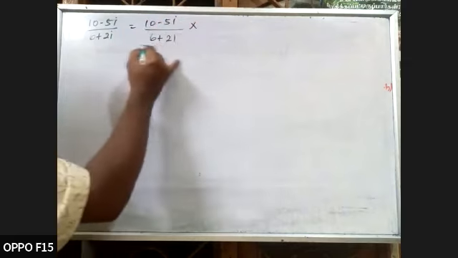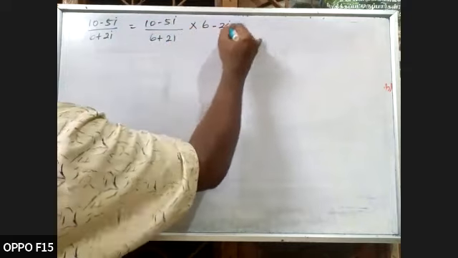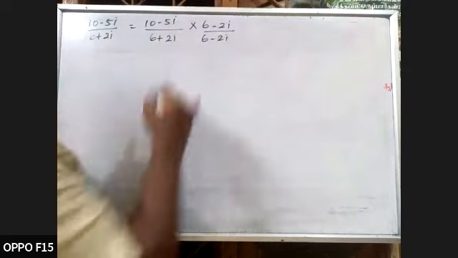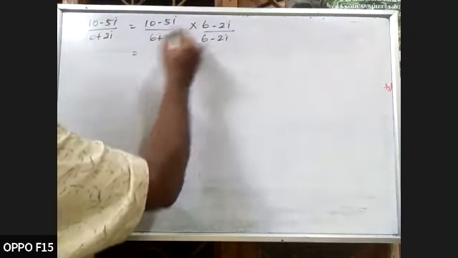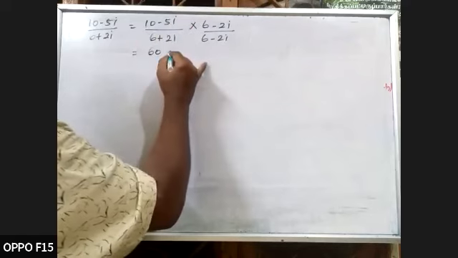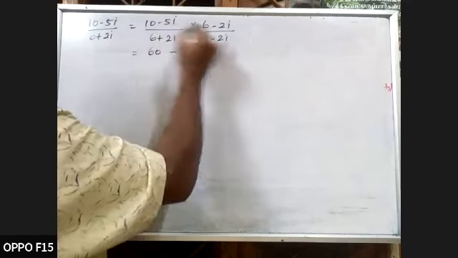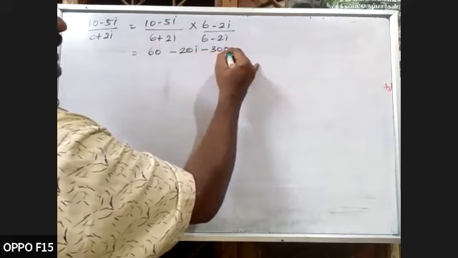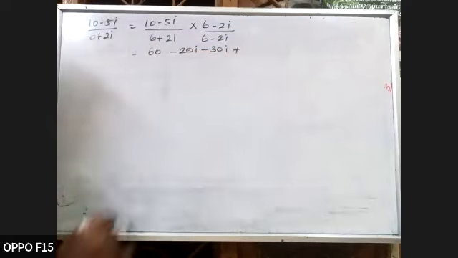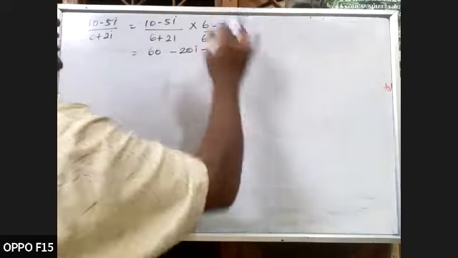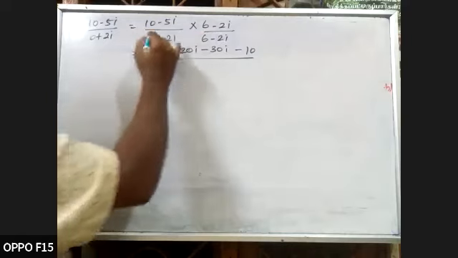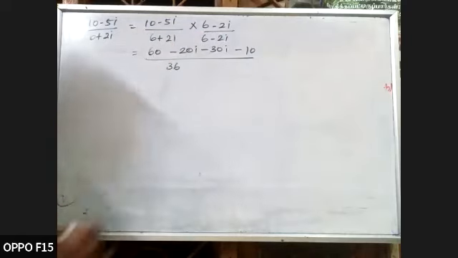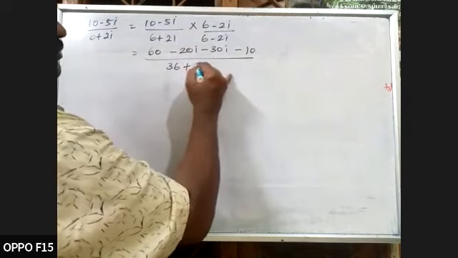So let us take the conjugate. 6 plus 2i means the conjugate is 6 minus 2i. Both numerator and denominator are multiplied by 6 minus 2i. I'll get 10 multiplied by 6 is 60, 10 into minus 2i is minus 20i, and minus 5i into 6 is minus 30i, plus minus 5i into minus 2i is plus 10i square, which becomes minus 10. In the denominator, a plus b, a minus b: a square 36 minus b square, 2i square is 4i square, the value is minus 1. Therefore minus minus becomes plus 4.